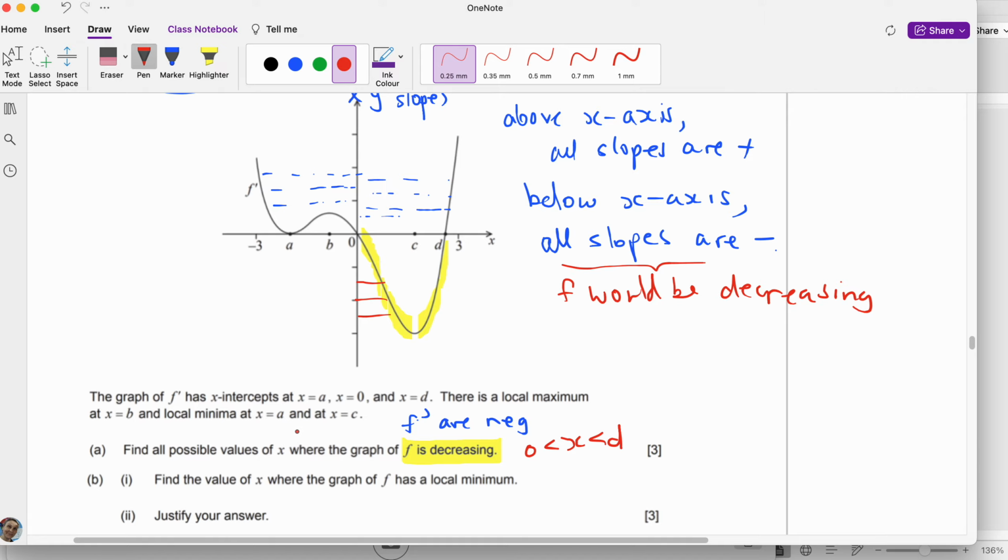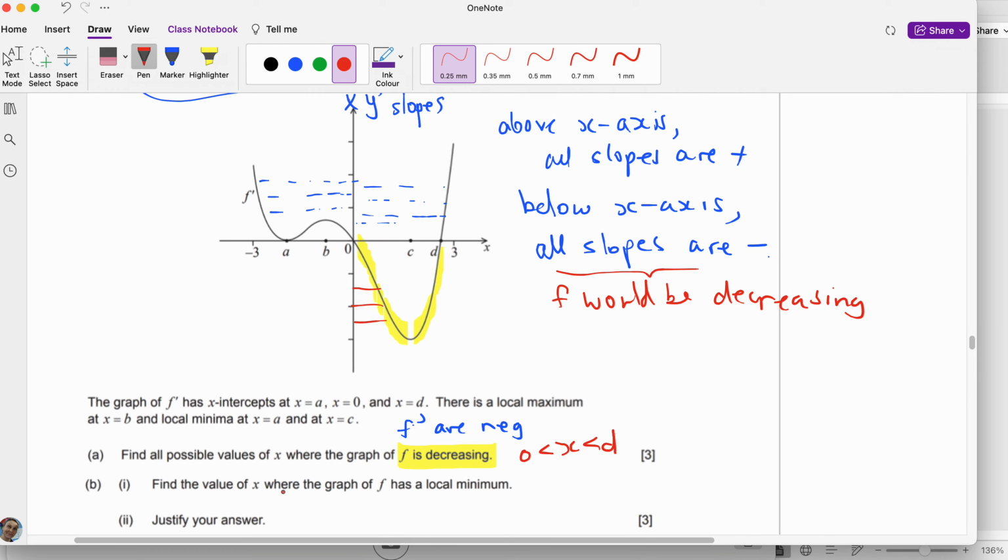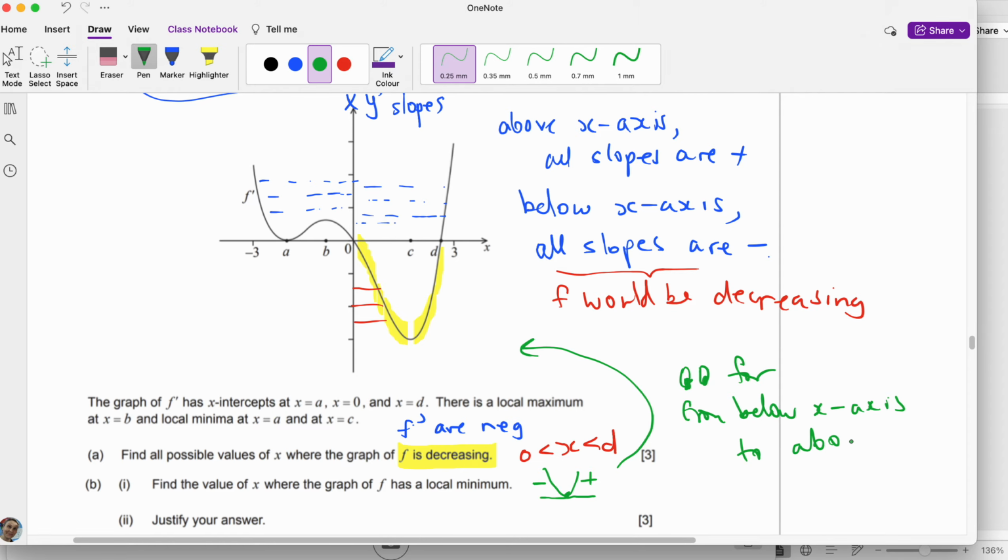Okay, find the value of x where the graph f has a local minimum. Again, it's the original f that they're asking about. So where would it be a minimum? Okay, just think about what happens at a minimum, okay? When you have a minimum, what you have is a slope switch from negative slopes to positive slopes, okay? What that means is that on our derivative function, look for going from below the x-axis, from a negative slope, to above. What point does that happen to?